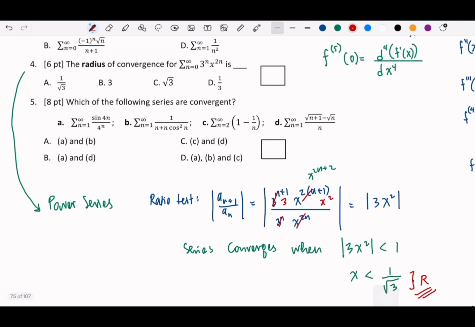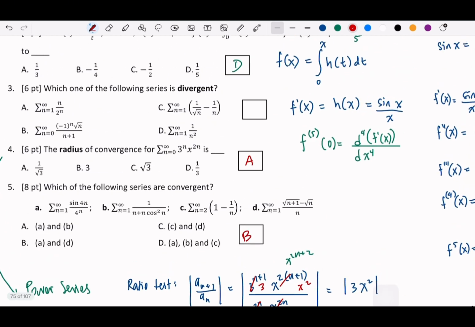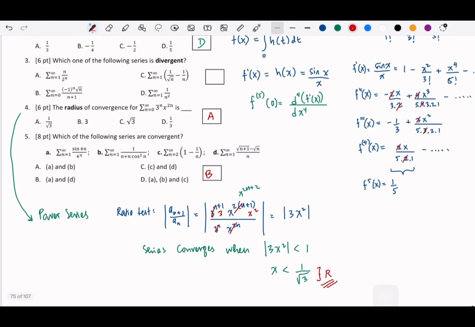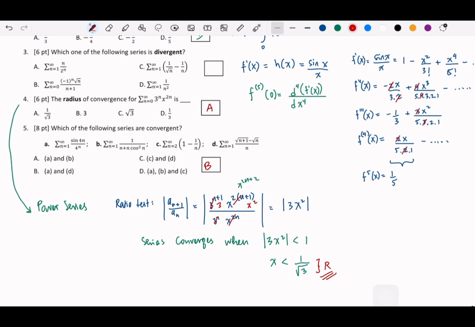So the radius is A. Oh, this is B, right? This is the interval, but for the distance between, the radius, right? The distance.